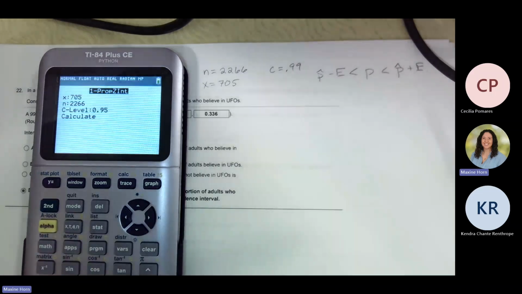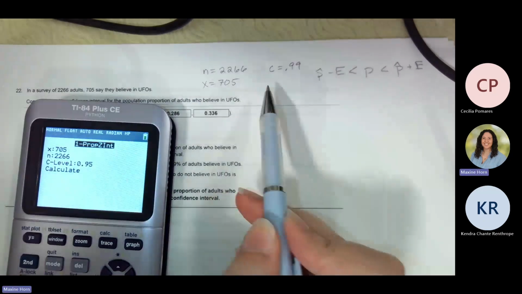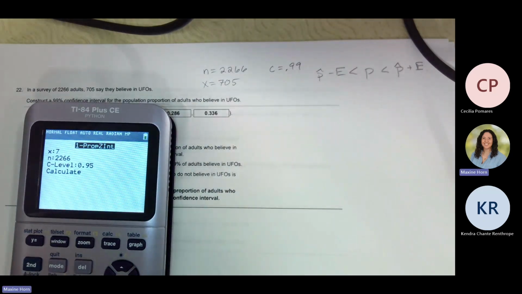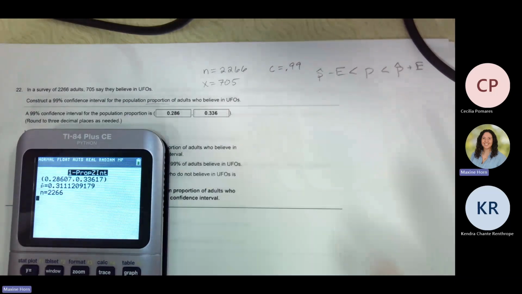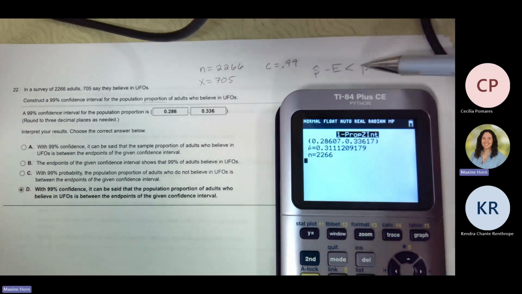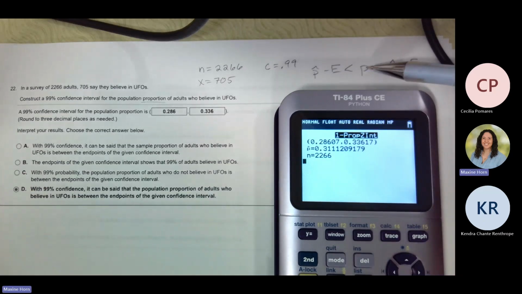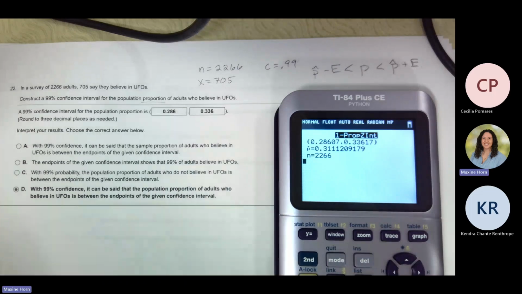Okay, so it needs my X value, my sample size, and my confidence level, which is everything they gave us. Right? So that's 705. Our sample size is 2266, and our confidence level is 0.99. Okay, so we get our numbers here, and then they want us to interpret the results. So with 99% confidence, it can be said that the population proportion of adults who believe in UFOs is between the endpoints of the given confidence interval.